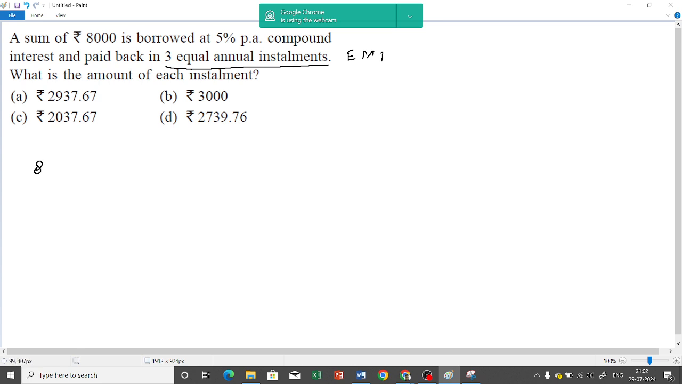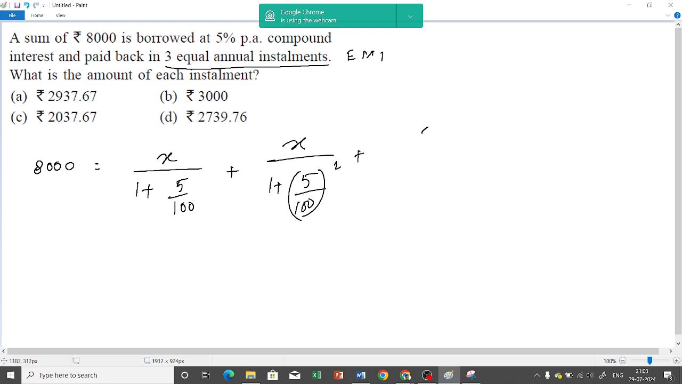Okay, so the formula is this: 8,000 is equal to, so each equal installment, right? So let each installment be x. So x divided by 1 plus 5 by 100, plus x divided by 1 plus 5 by 100 whole square, plus x divided by 1 plus 5 by 100 whole cube.